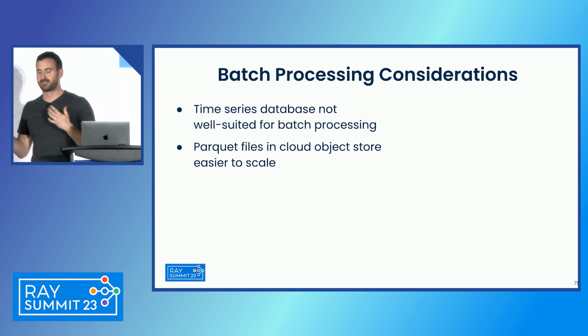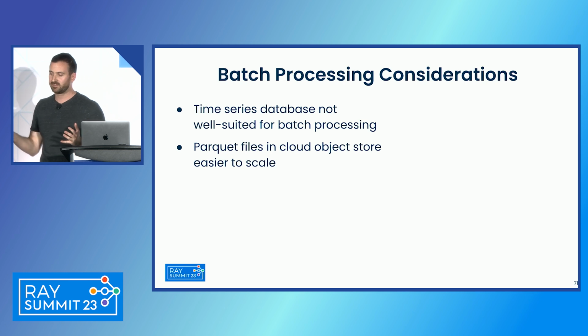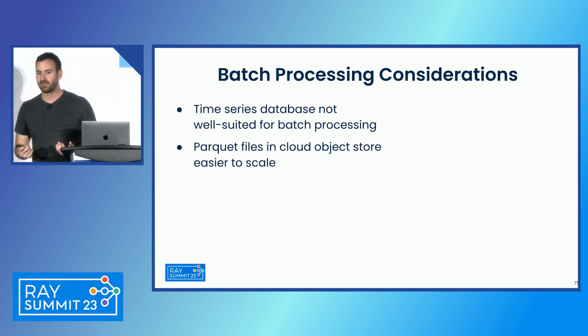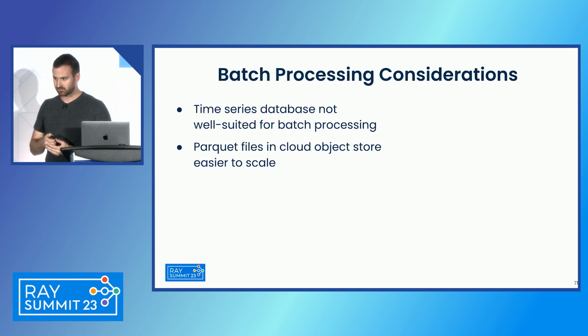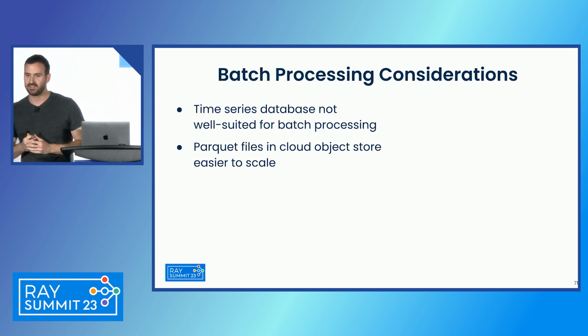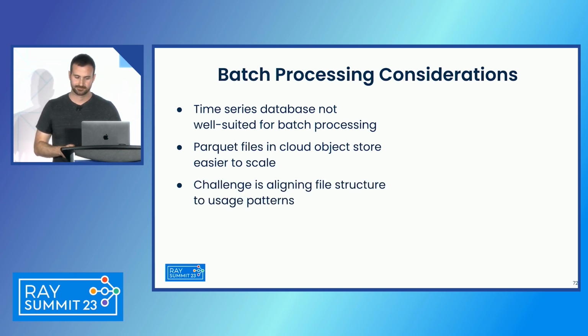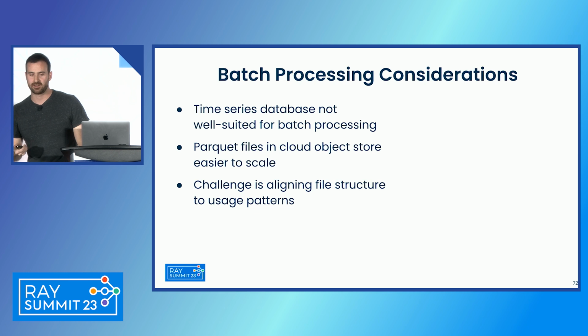If you have thousands of workers running in parallel, you're going to have trouble with all those trying to read from a time series database. So your object store is going to be more scalable. And Parquet files in particular end up being a good choice because they compress well, and any kind of data tools you'll want to use are going to operate well with them. But a challenge that you still have is figuring out how to align your file structure to all your usage patterns.